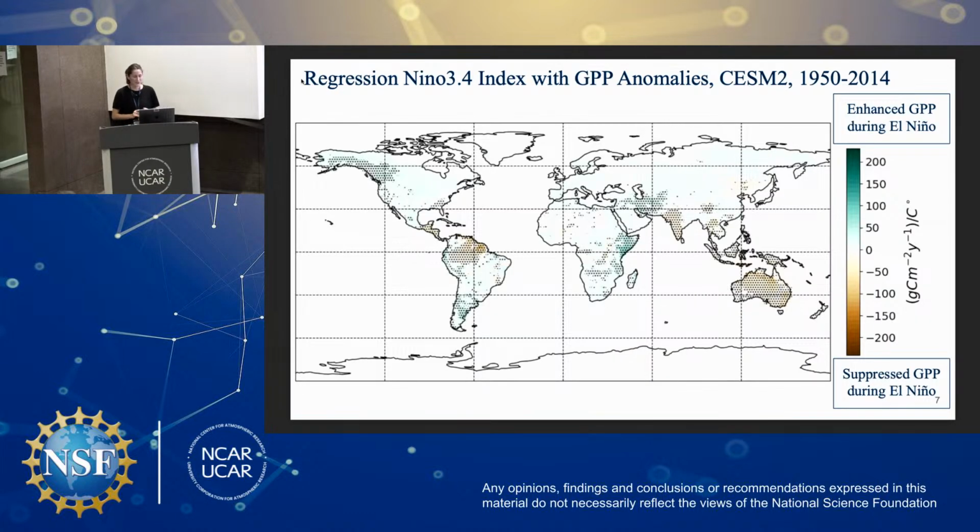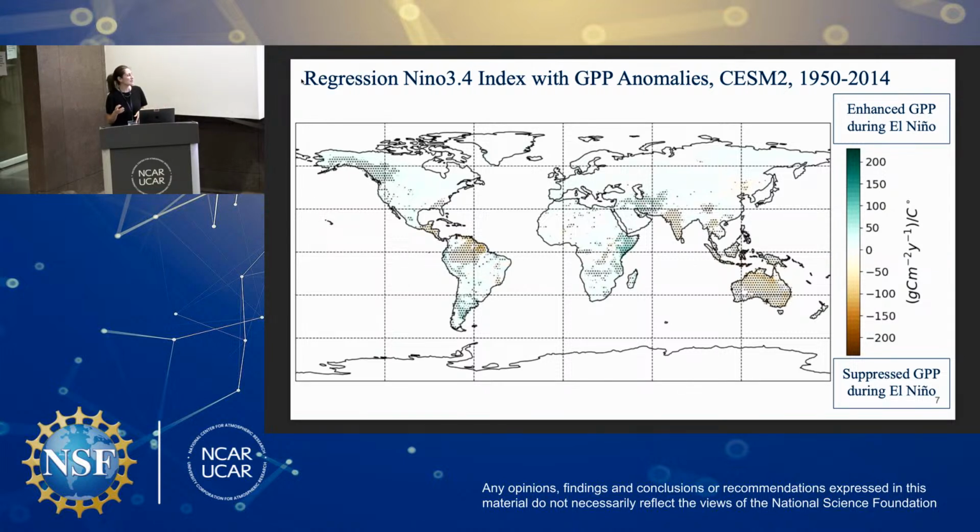Below -1, that would be a strong La Nina. So getting into the plots, we're looking here at a linear regression of the Nino 3-4 index with the detrended monthly anomalies of GPP. We're just going to start off with CESM2. And we're looking at slopes here, so grams of carbon per meter squared per year per unit change in the Nino 3-4 index. So green would be enhanced GPP during El Nino, brown would be suppressed GPP during El Nino.